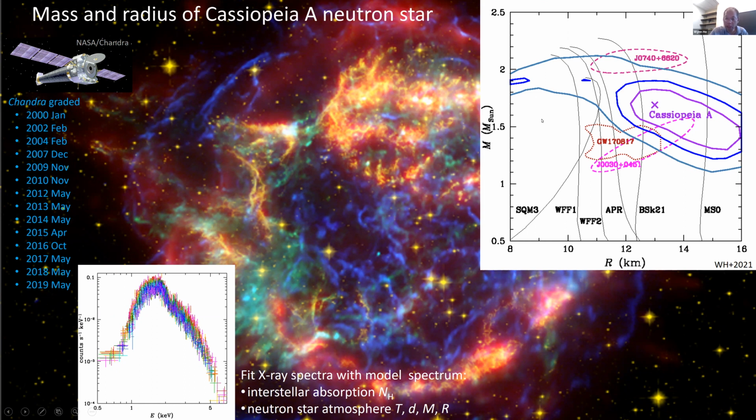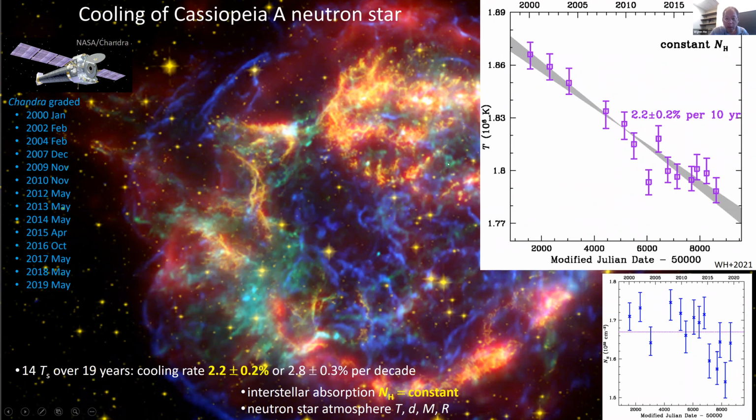What is shown in the top right panel here is the constraint on our measurement of the mass and radius using these 14 observations, and you can see that it's not that constraining. So there's not a strong dependence on mass and radius for the Cassiopeia A spectra. What we're primarily interested in is the temperature. So what temperatures do we measure from these 14 observations? That's shown here.